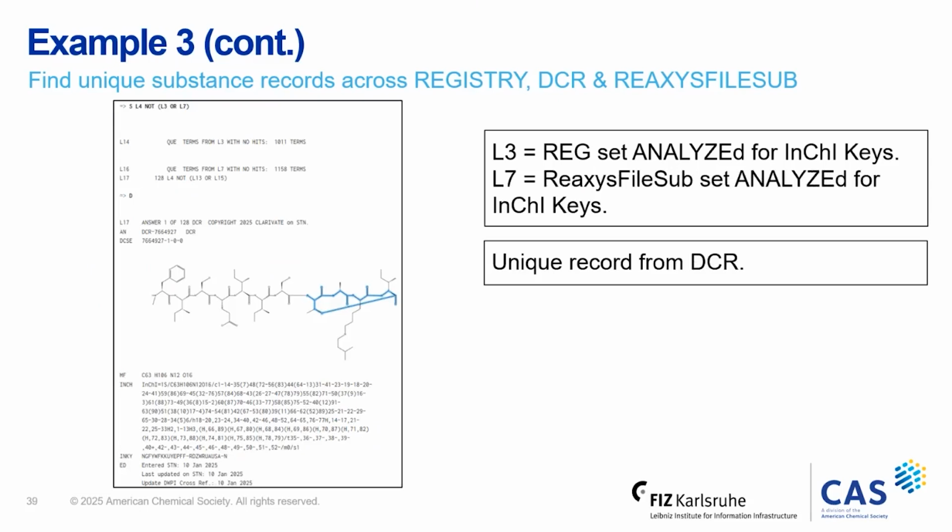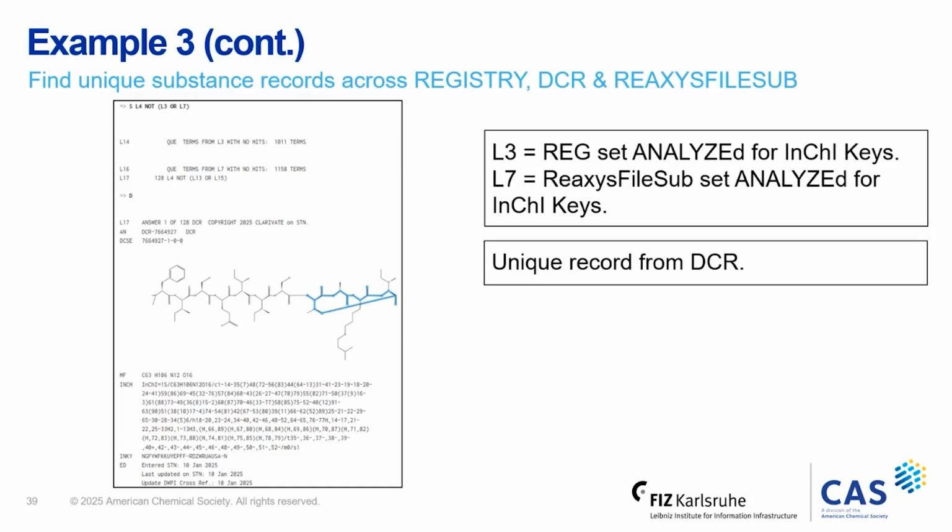We can do this across the other databases as well. So now we're in the DCR database, and we say, give me my DCR set where I don't have a matching InChIKey out of Registry, L3, or a matching InChIKey out of ReaxysFileSub. That's my L7 set.